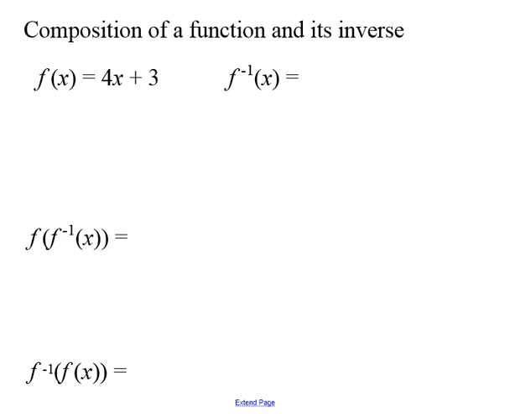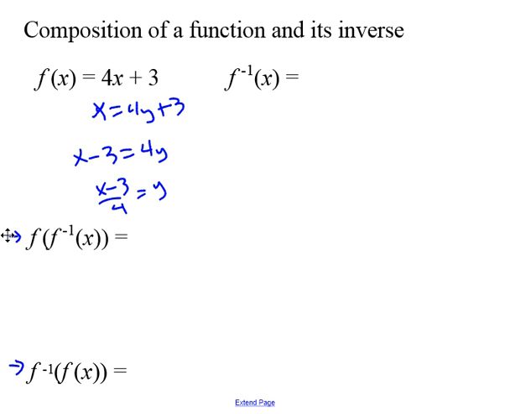One last thing we want to look at is what happens when we add composition into this. So if you take the composition of a function and its inverse, so f of f inverse of x or f inverse of f of x. Well, let's look at one quick example. So if f of x is 4x plus 3, f inverse, so if x is 4y plus 3, I subtract 3, divide by 4. So here's my inverse.